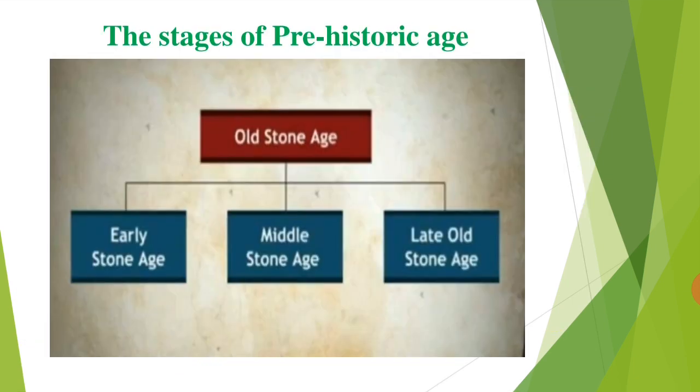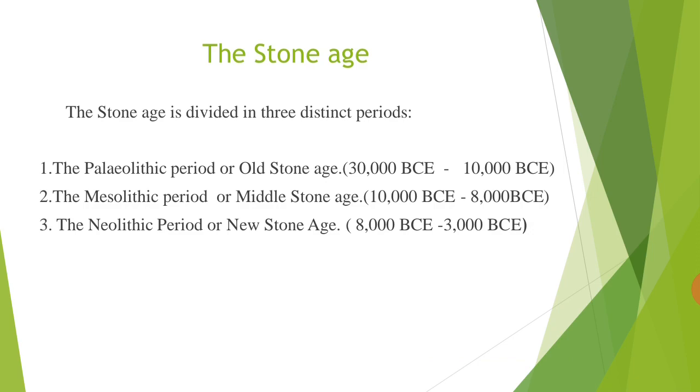Now, let us come back to the stages of the prehistoric age. As earlier I have told you, Stone Age is divided into Early Stone Age, Middle Stone Age and Late Stone Age. The Stone Age is divided into three distinct periods. Let us know how this is divided. First one is Old Stone Age. Old Stone Age is also called the Paleolithic period.